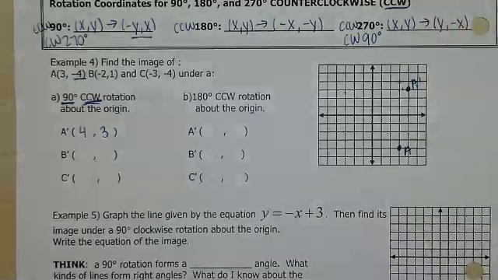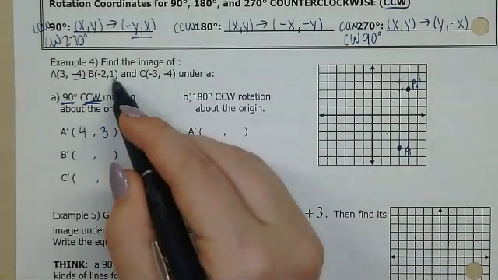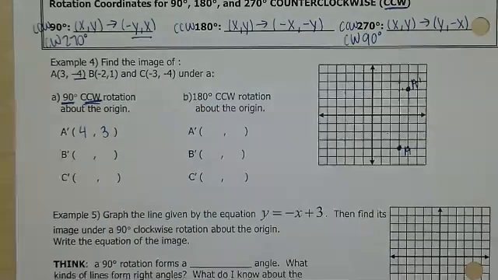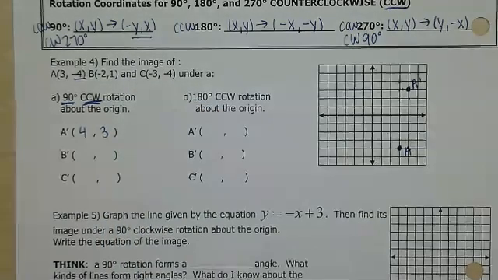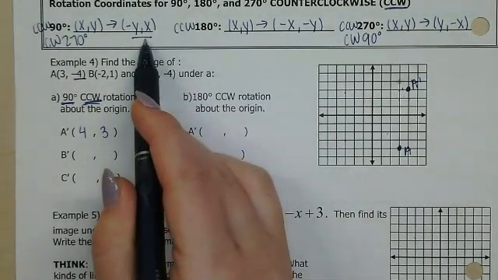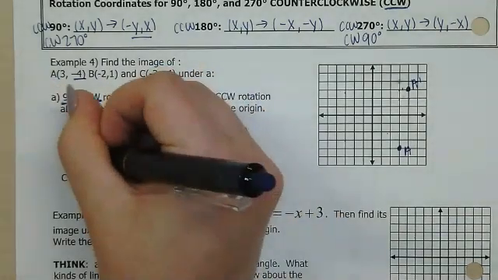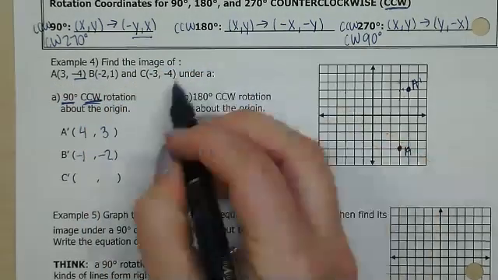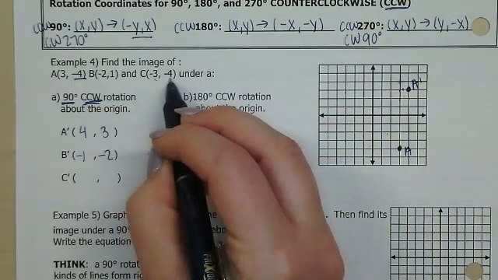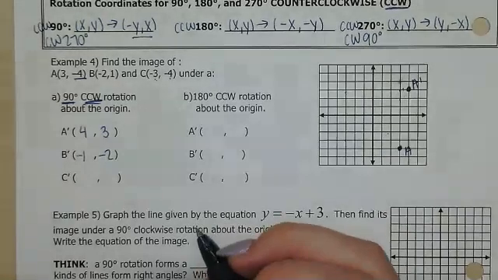All right. Okay, for B, I'm currently at negative 2, 1. If I follow that same rule, where is that going to put me? If I follow the rule from up here for negative 2, 1. Good. And for C, if I'm at negative 3, negative 4, and I follow that rule, now I'm going to be at, there we go.